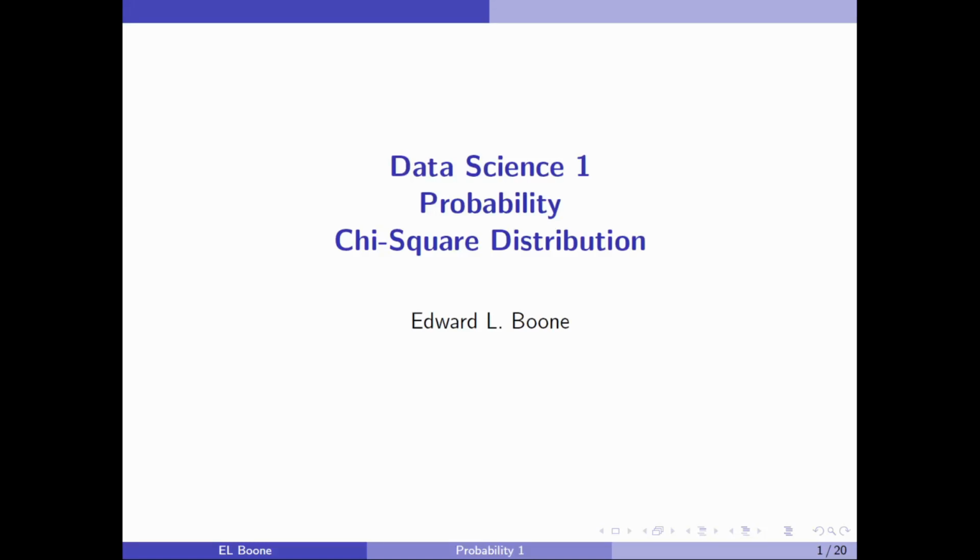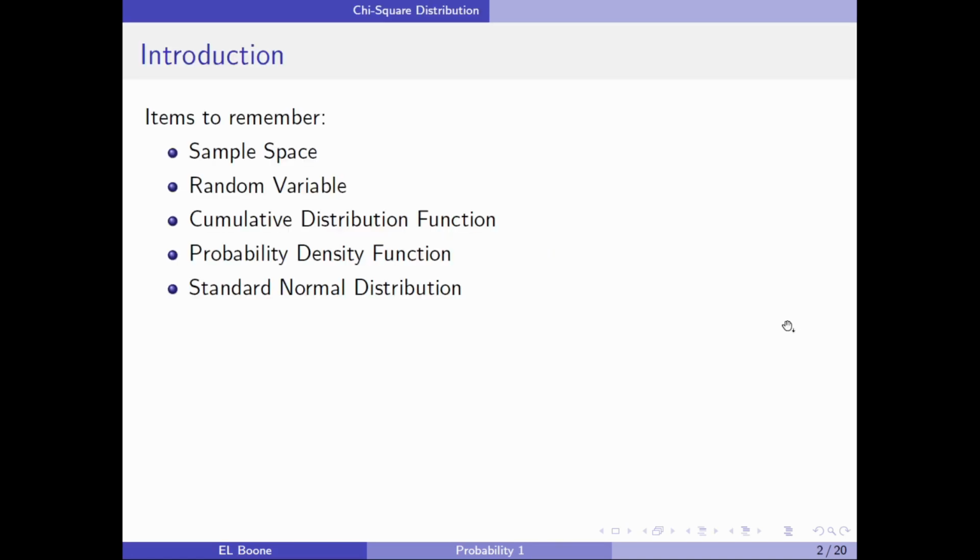Welcome to Data Science 1, Probability, the chi-squared distribution. Okay, so things we're going to need to remember. We're going to need to know what the sample space is, a random variable, cumulative distribution function, probability density function, and the standard normal distribution.